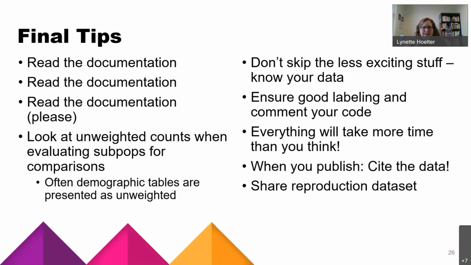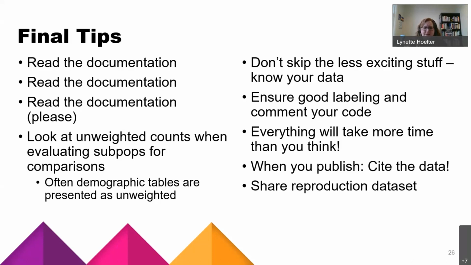When you're looking at data to decide whether you want to use them, or you're looking at your variables and thinking about collapsing categories, make sure you're always looking at the unweighted counts. And often in journal articles, for example, the demographic tables are presented in unweighted counts. So that's just kind of a good reminder. Don't skip the less exciting stuff.